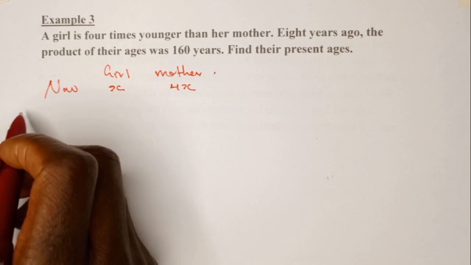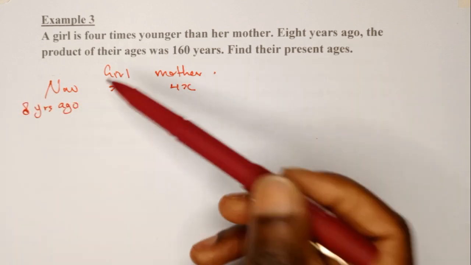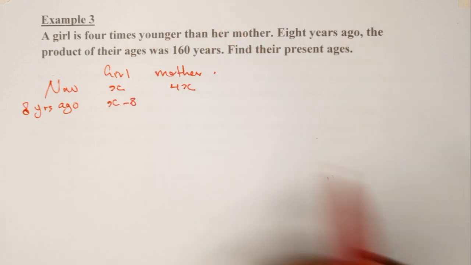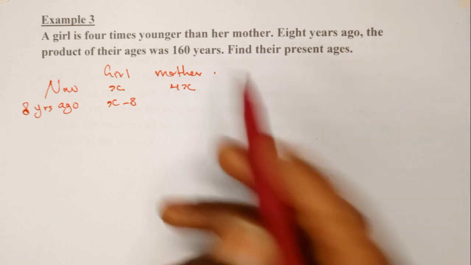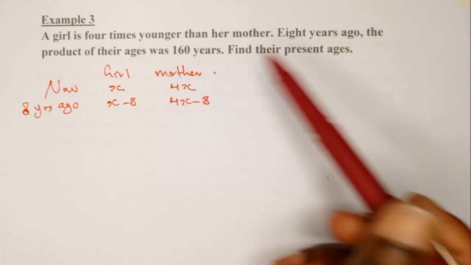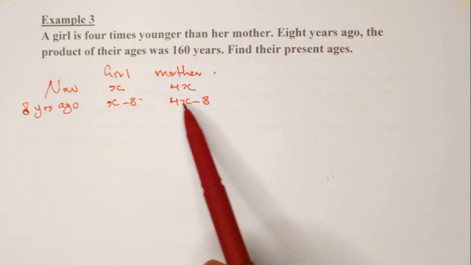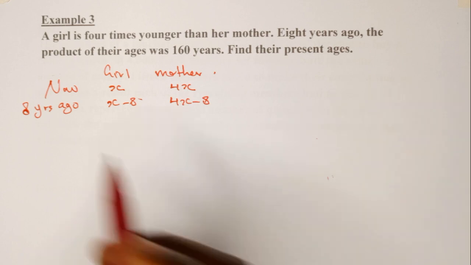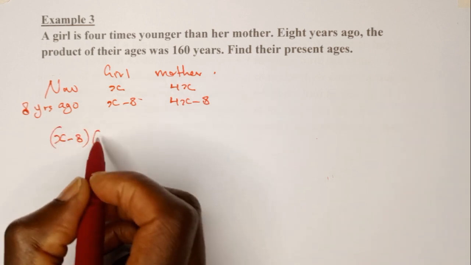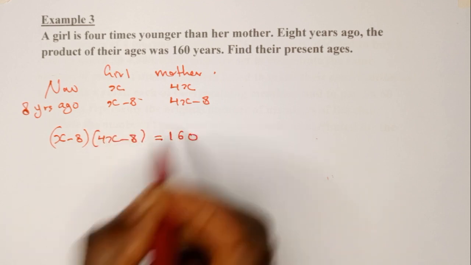8 years ago. So if the girl now is x, 8 years ago her age was x minus 8. And the mother 8 years ago, her age was 4x minus 8. So we're told the product of their ages was 160. So this age times this age is supposed to give me 160. So that is, if I take x minus 8, I multiply by 4x minus 8, I'm supposed to get 160.